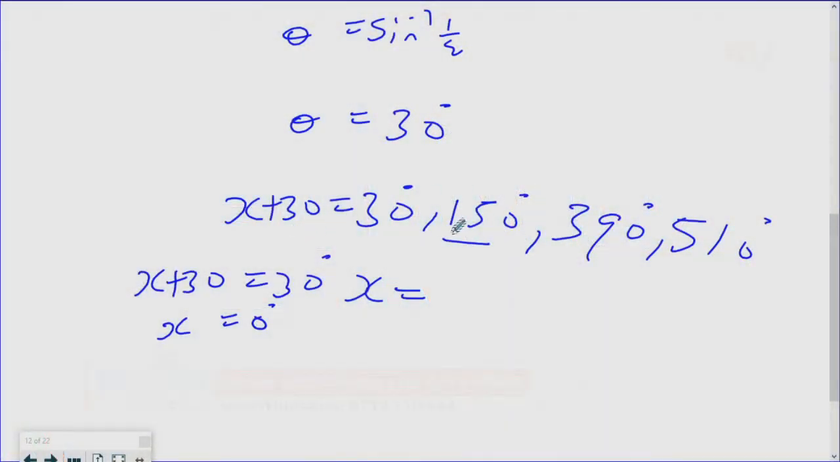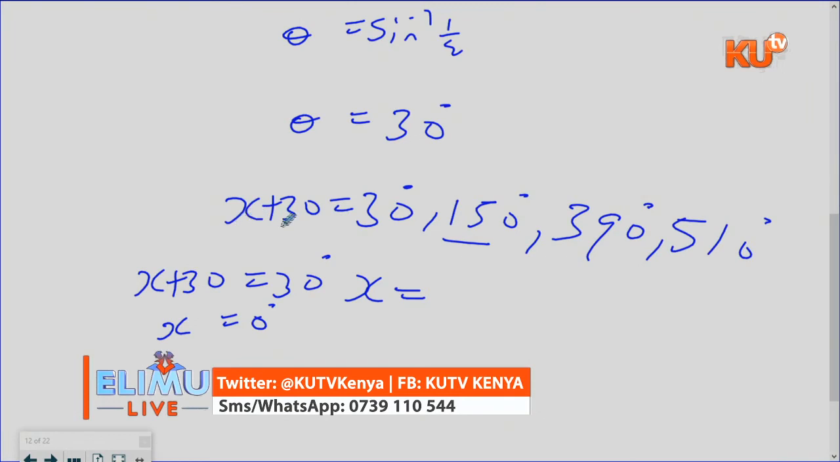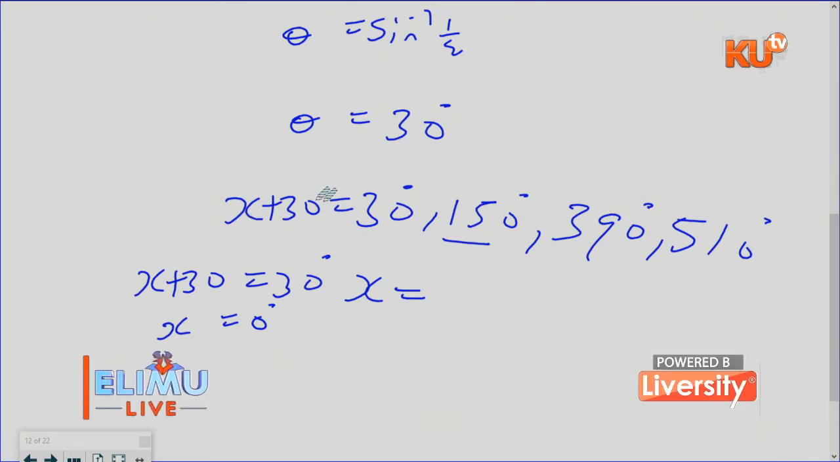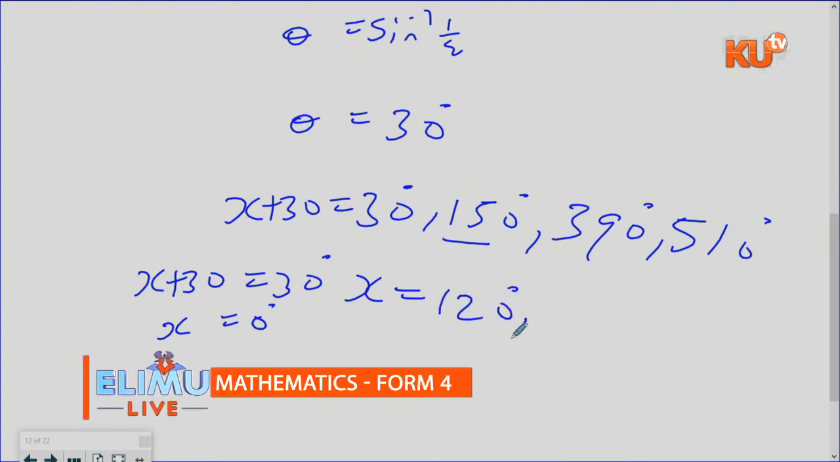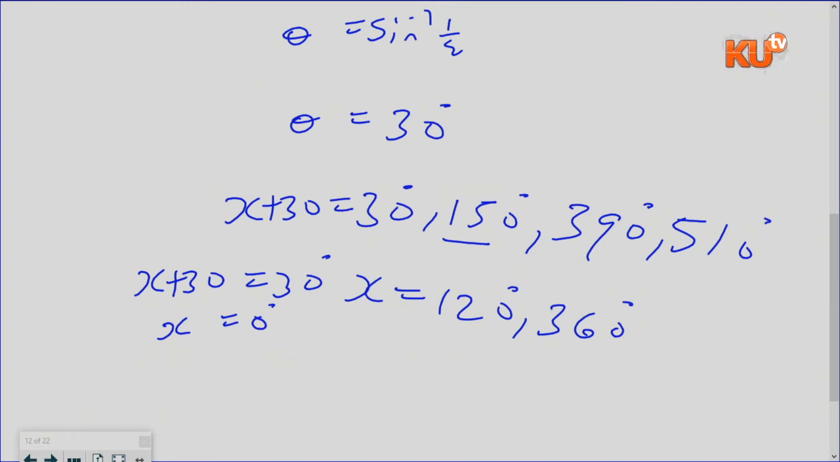So let's get the other angle. I was saying you have x plus 30 is equal to 150. In short, for you to get the values, you just need to shift this 30 degrees to the right hand side, which means you'll be subtracting 30 degrees from all these angles. Just like we subtracted 30 from 30 and got 0. So you'll have 150 minus 30, that will give us 120 degrees. What about 390 minus 30? That will give us 360 degrees. So those are the values.